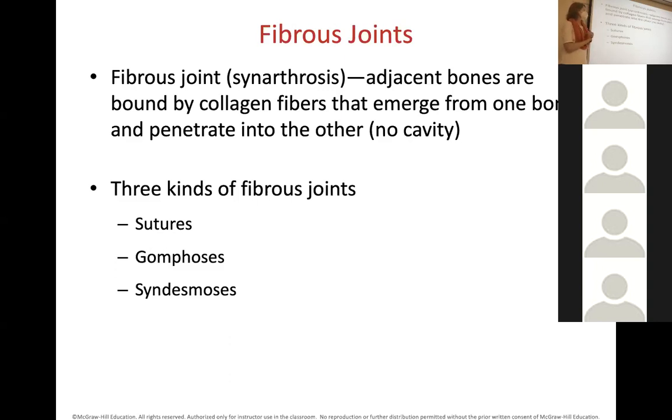Okay, so that's the basic definition of a fibrous joint. The 3 categories we have are sutures, which you guys are already familiar with in the skull, gomphoses, and syndesmoses. I know, really weird words, and we have another sin already, so do the best you can.